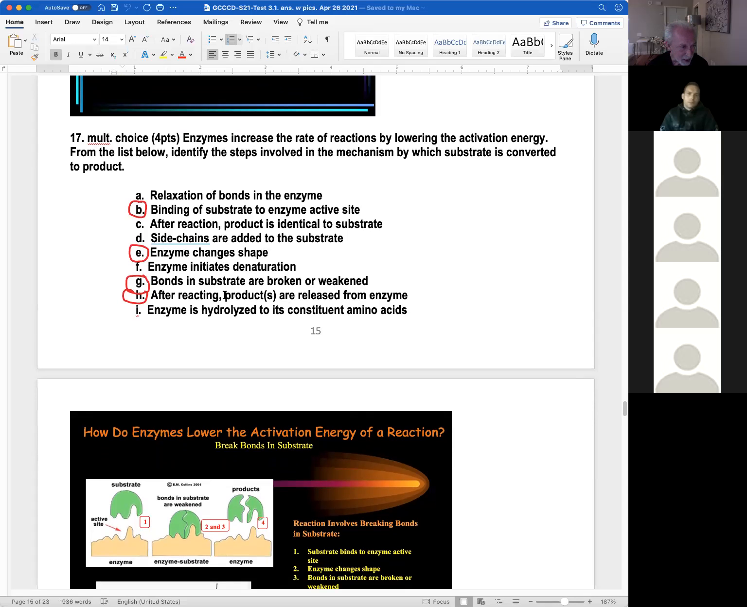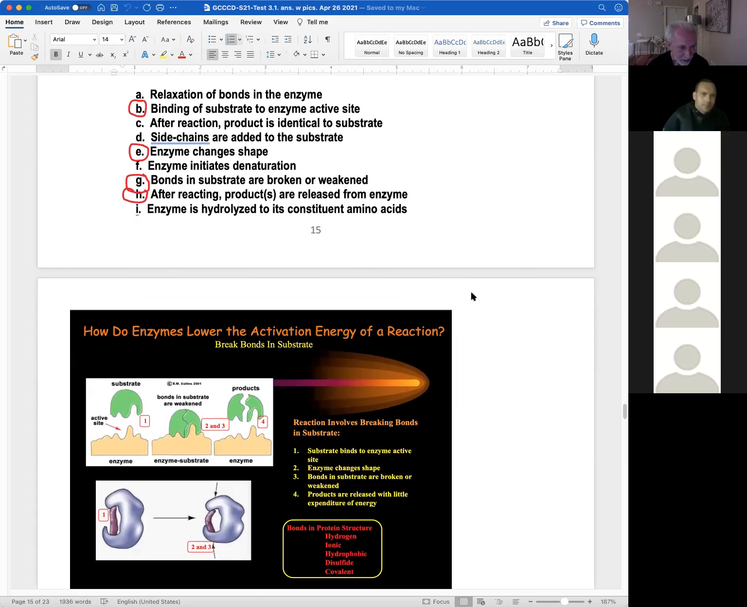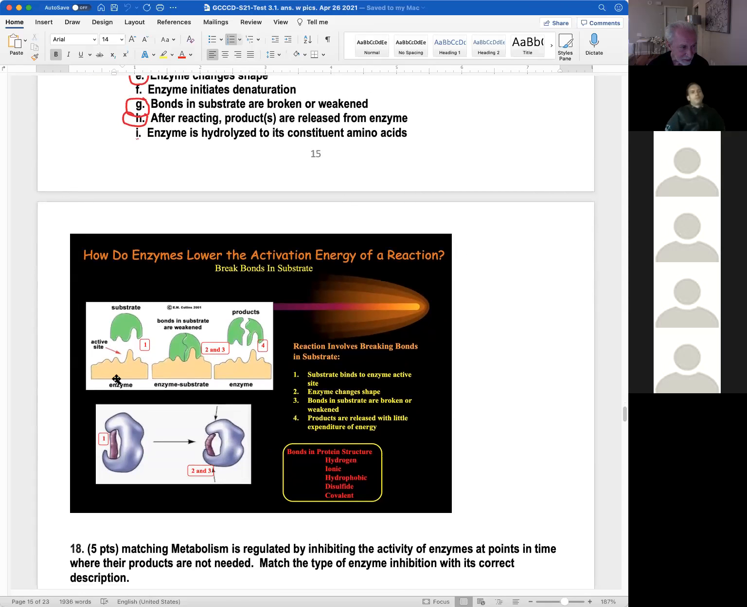And after that happens, the products are released. And that's illustrated here, where you see the enzyme in orange, the substrate is green. Their shapes are compatible, so they fit together. And once the substrate is in the active site, the enzyme changes shape. And you don't see that here, but you do below.